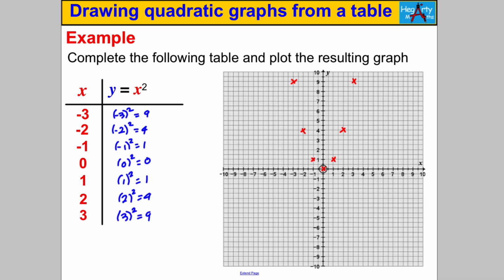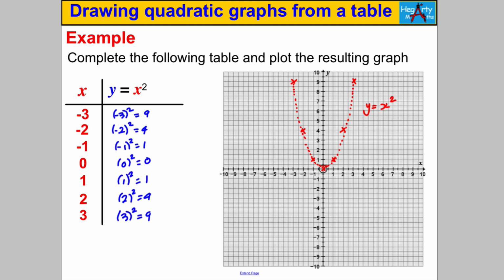Now, this is the key bit. We're going to join the dots here, and we have to join them with the smoothest curve as possible. So I'm going to try and do that with dots. And that's our attempt at the graph y is equal to x squared.